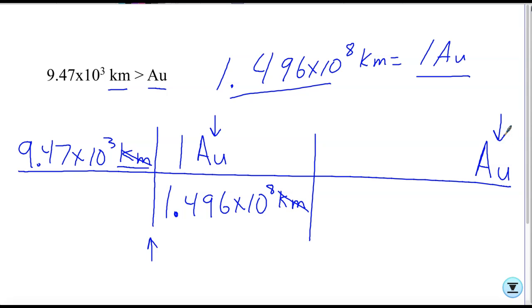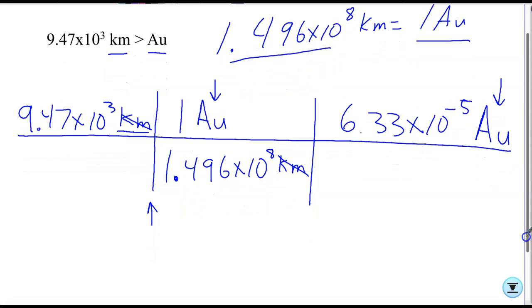So that tells me now that I multiply by anything that's on top of this line, and I divide by anything that's on the bottom. So I'll take 9.47 times 10 to the third, multiply it by 1, we can do that in our heads, and then divide by 1.496 times 10 to the 8th. Okay, and when I do that, I get 6.33 times 10 to the negative 5th.